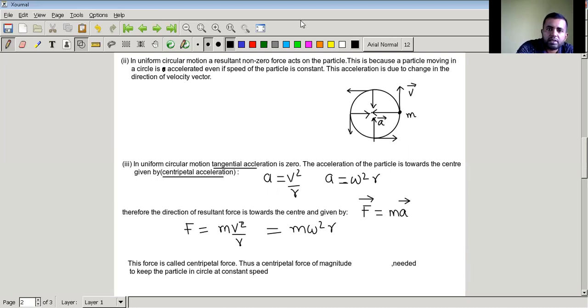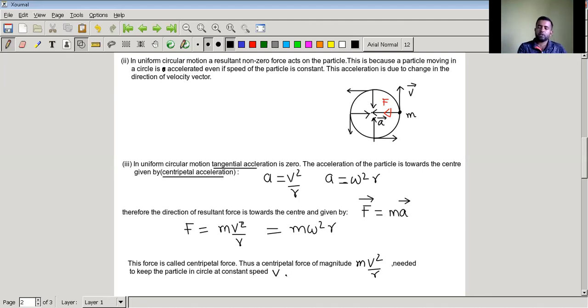So force, let us put a different color to it, will also be in this direction, right? That force is along the direction of acceleration, and that force is given by mass times acceleration. We can also write it like this. Now this force is called centripetal force. So therefore a centripetal force of magnitude m v square by r is needed to keep the particle in a circle at constant speed, let us say v.